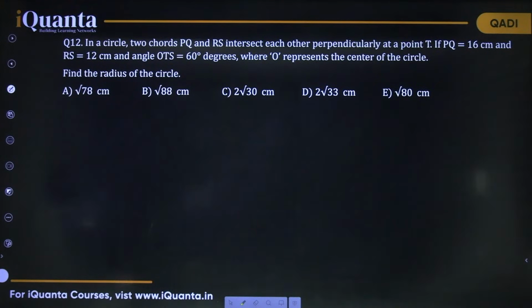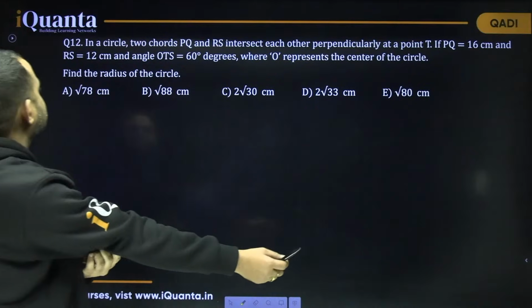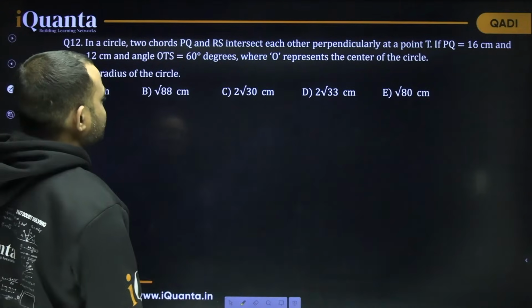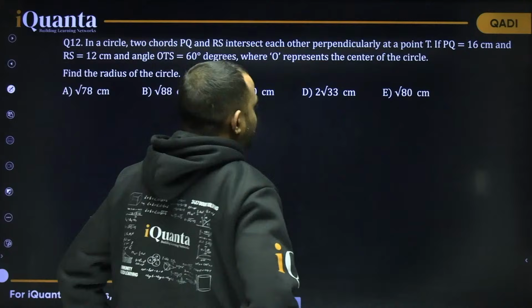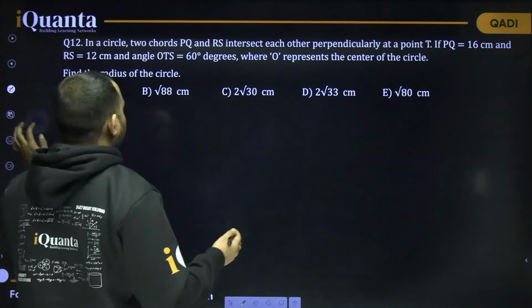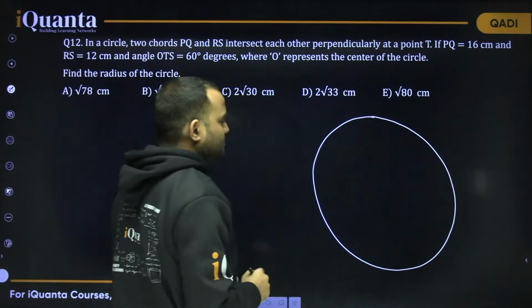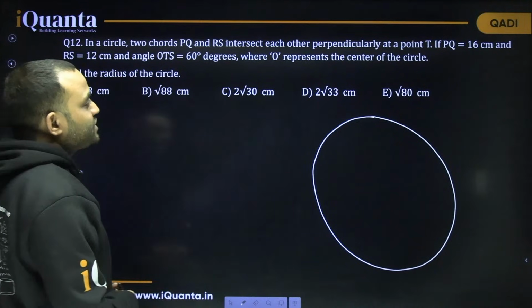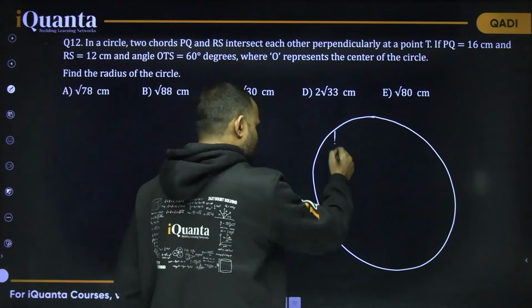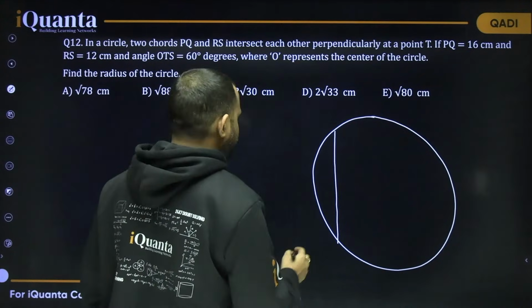क्या आ रहा है 78, square root of 78. ओके चलो देखते हैं. In a circle, two chords PQ and RS intersect each other perpendicularly at a point T. So PQ is 16 centimeter and RS is 12 centimeter.